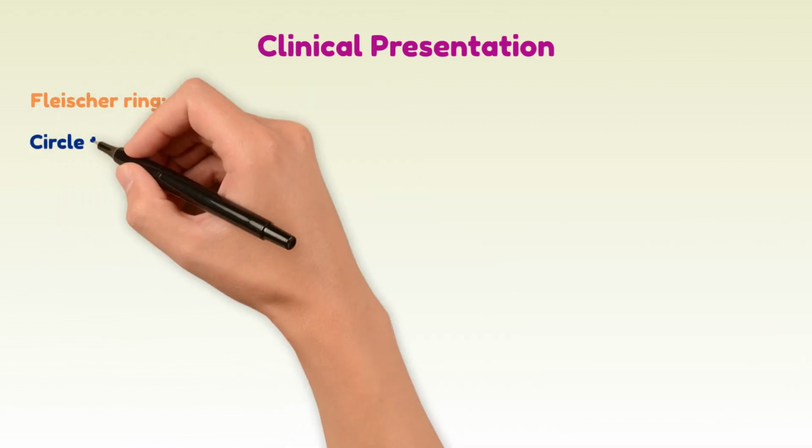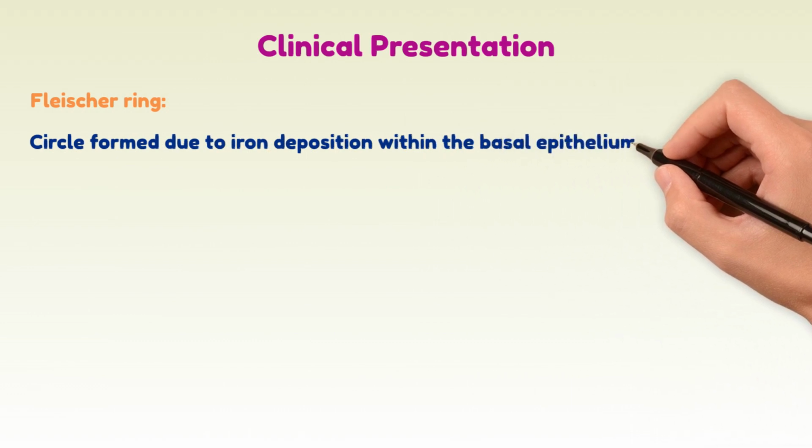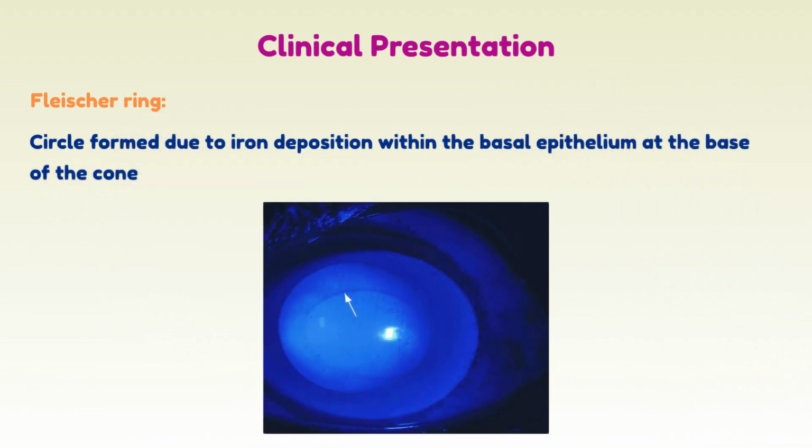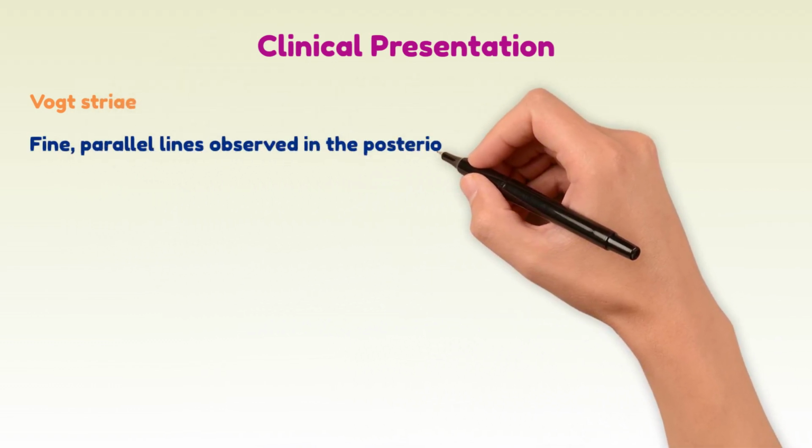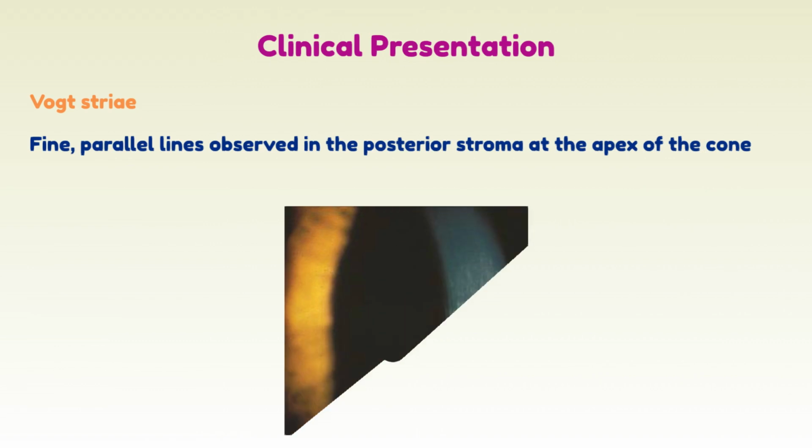Fleischer ring is a circle formed due to iron deposition within the base of the cone. It is best seen with the slit lamp using a broad, oblique beam, or diffuse illumination with the cobalt blue filter. Voigt striae are fine, parallel lines observed in the posterior stroma at the apex of the cone.